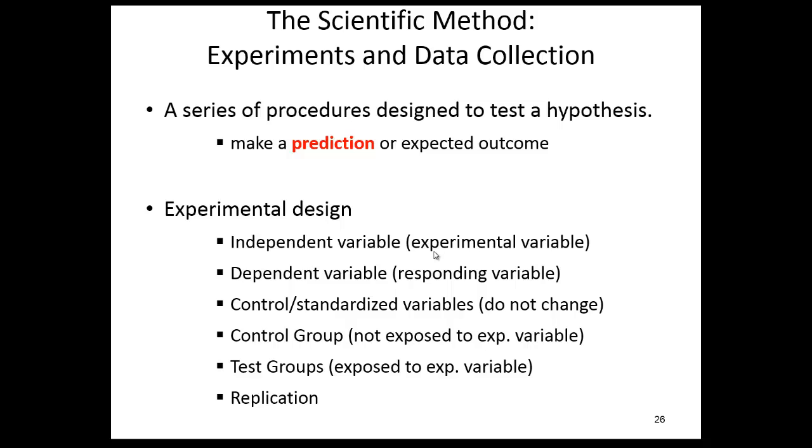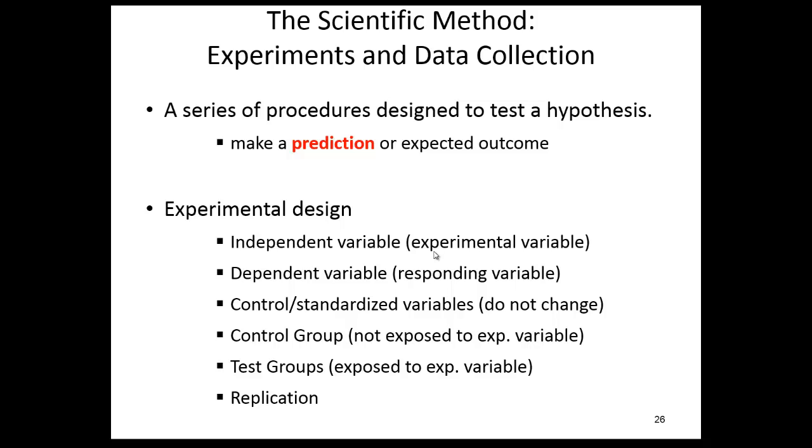And then replication just means, can I repeat that experiment over and over and over again and get the same results? If I can, then the hypothesis is valid and it's a good experimental design. So it's important that whenever we design an experiment that we identify our independent and dependent variables, and that we control all the other variables that might come into play. And we define who our control group is and who our test group is.